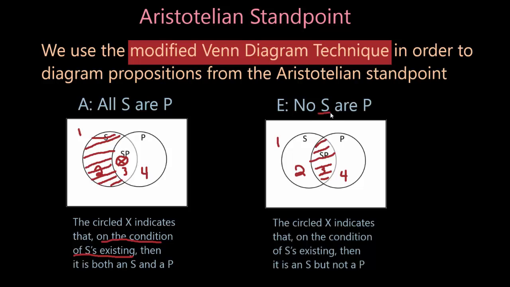And then we have to represent to ourselves that if there are S's that exist, then we'll be committed to them. And that's going to be in area 2 because it always corresponds to whatever the subject term is that we're talking about. And then we put that thing in the only area that's left for S's. In this case, that's area 2. So again, the circled X indicates that on the condition that we're talking about, say, dogs as opposed to unicorns, then we do in fact have an S. We are committed to its existence, and it's not a P.